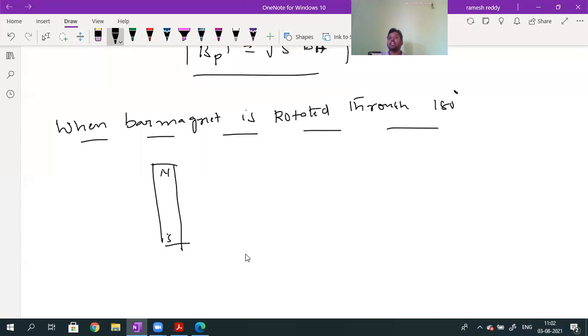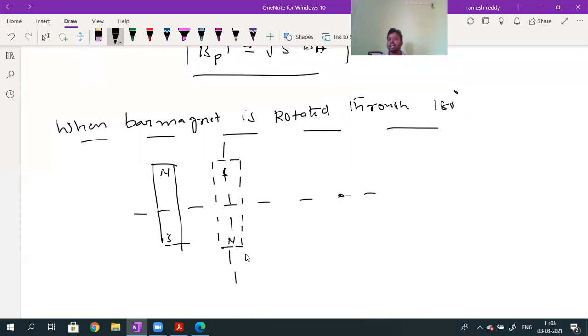Now the bar magnet is rotated through an angle of 180 degrees. Rotated through 180 degrees means the poles will be interchanged. The north pole will come this side and the south pole will come this side. Now, wherever the position, if they ask, we can find the resultant magnetic field induction value on the axial line or on the equatorial line.